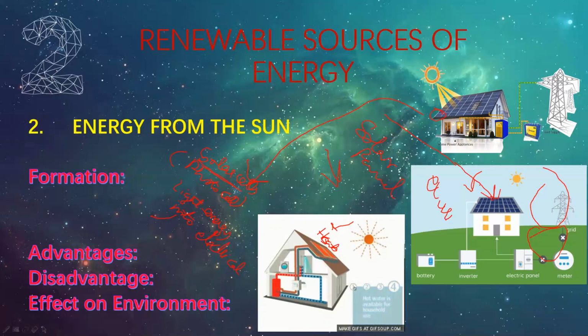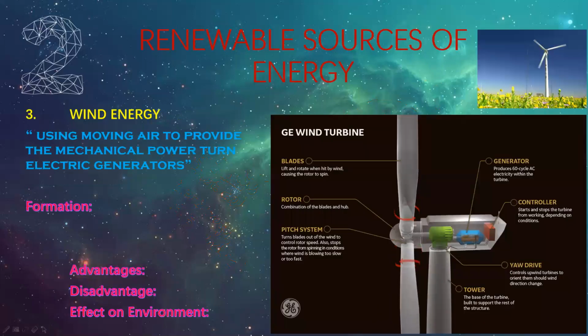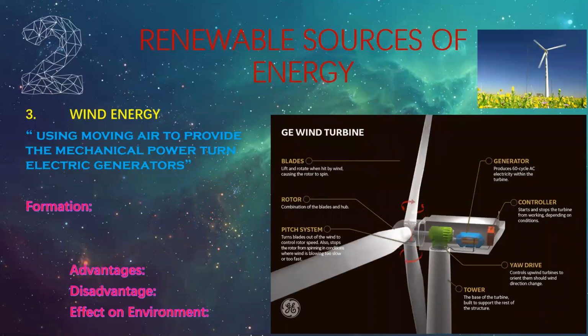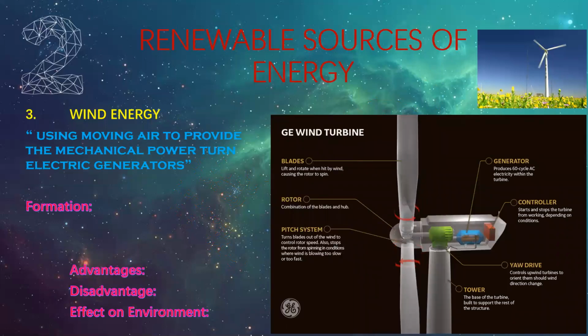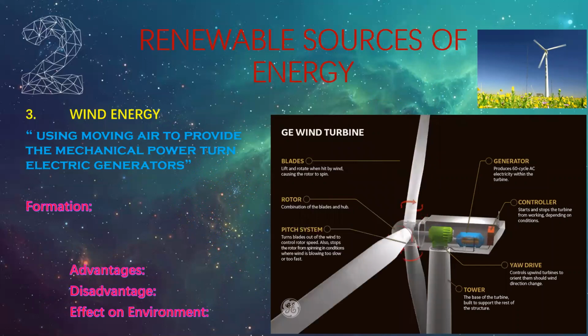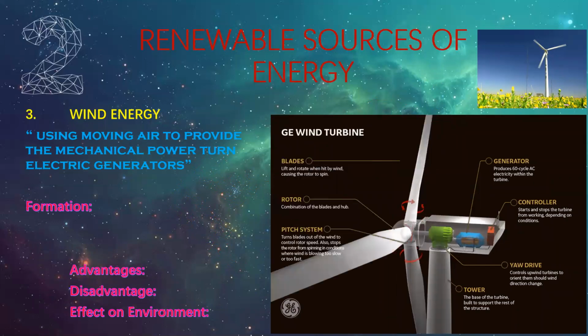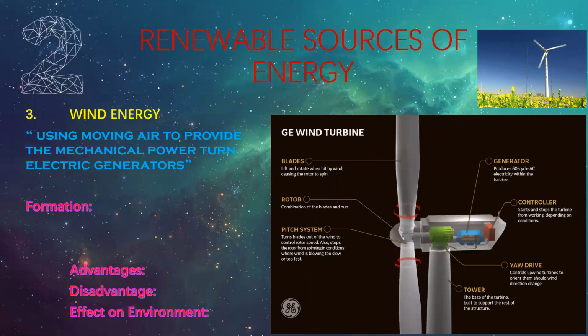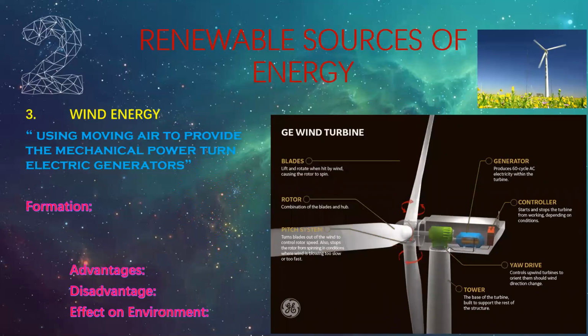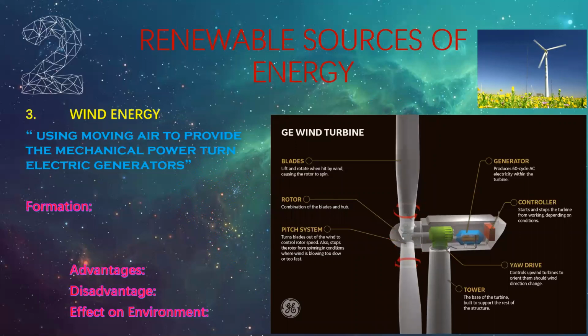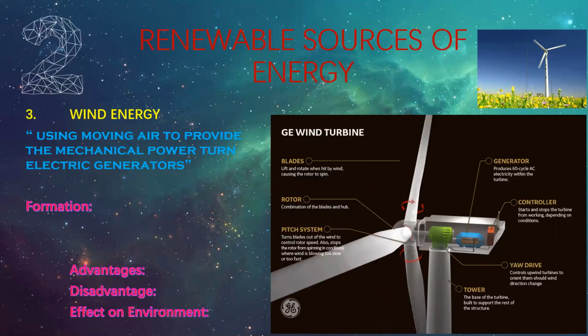So that is another source of energy. The third one is wind energy. The wind energy, as I told you earlier in the previous lecture, is, in fact, the wind, which is moving air. So we use the moving air to provide the mechanical power to turn the electrical generator. So that is the wind energy.